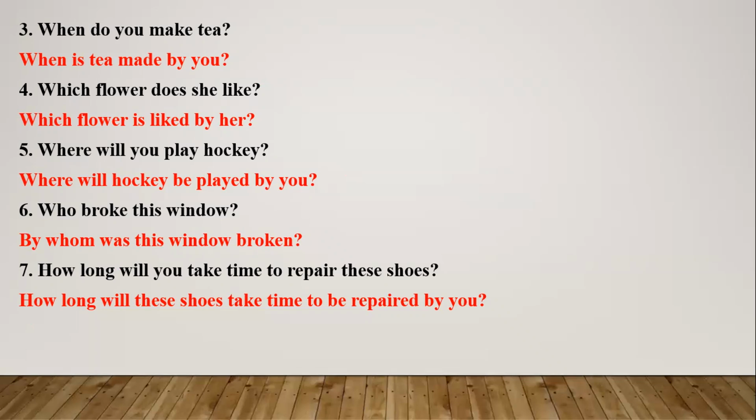Whenever you see a WH word like who, you have to convert it into "by whom" in passive. For making a passive, you have to convert it to by whom. The tense is actually past simple, because "broke", the second form, shows past simple tense. Whenever we make a passive of past simple tense, we use was and were, right? So, by whom was this window broken?